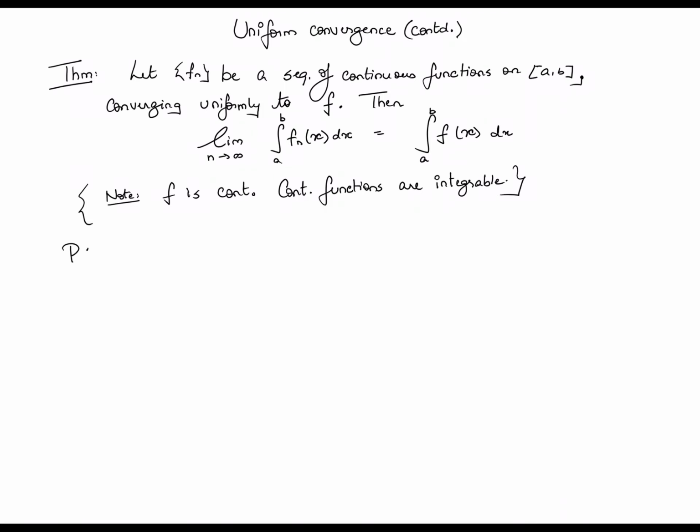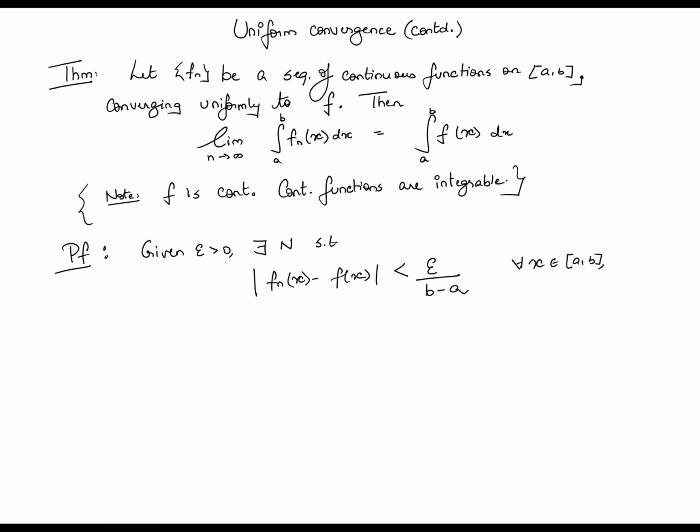Alright, so now let's go through the proof. The proof is going to be remarkably straightforward. This is going to be an almost trivial consequence of the notion of uniform convergence. So given some epsilon greater than 0, there exists capital N such that the absolute value of fn of x minus f of x is less than epsilon by b minus a for all x in [a, b] and n greater than capital N.